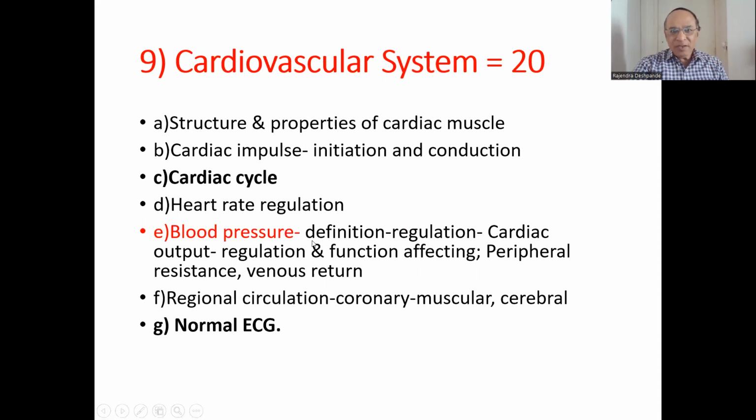Heart rate regulation, blood pressure, definition, regulation, cardiac output, regulation of the cardiac output, factors affecting this cardiac output, peripheral resistance, what is venous return, regional circulations, like for example, coronary circulation. Heart attack is because of the coronary blockage. Muscular circulation and cerebral circulation in the brain. Normal ECG.